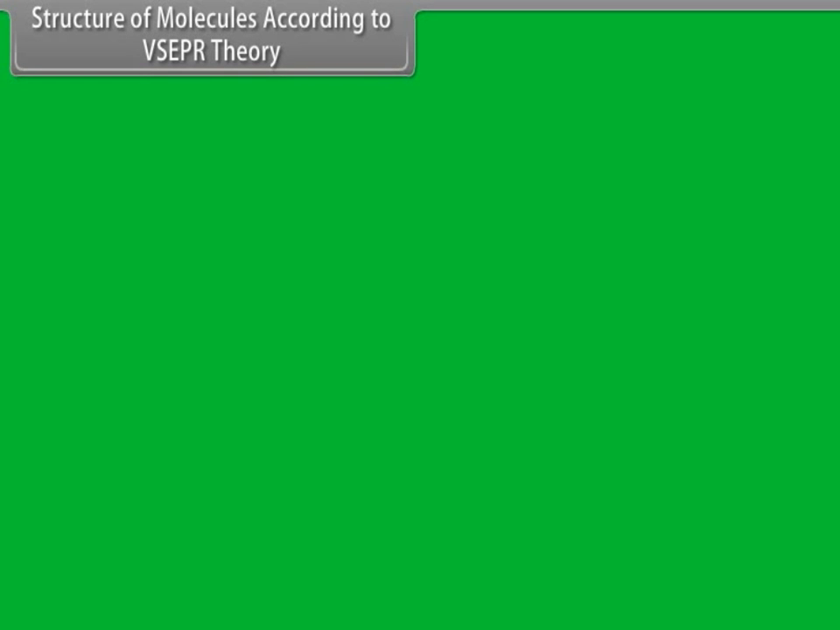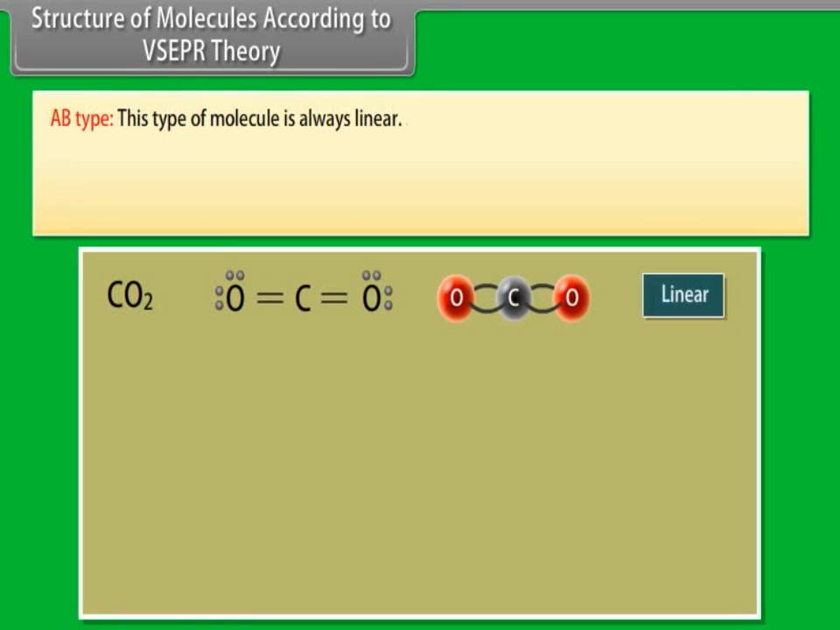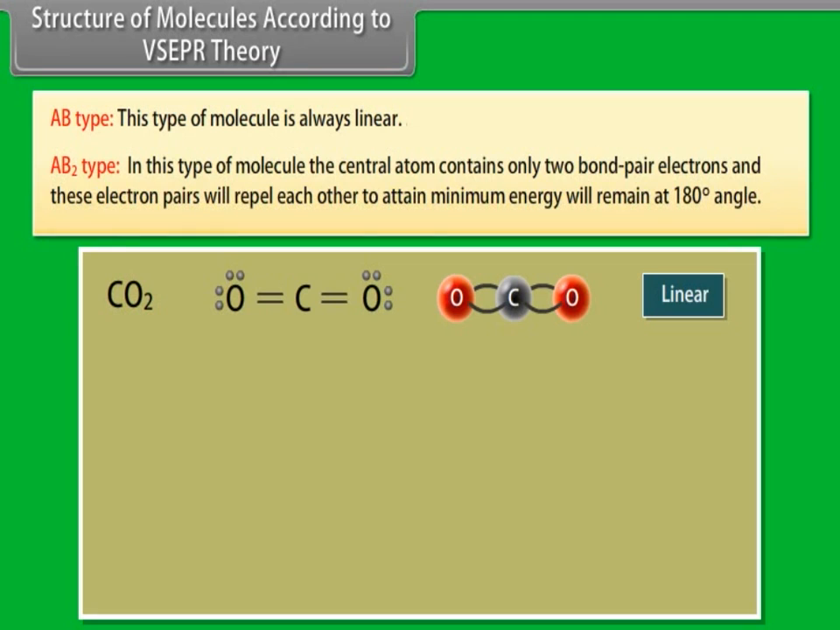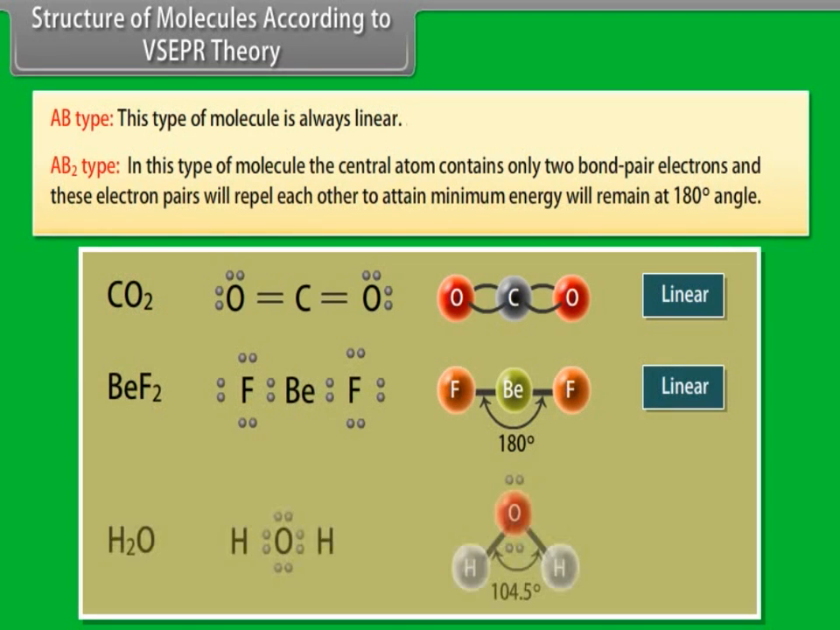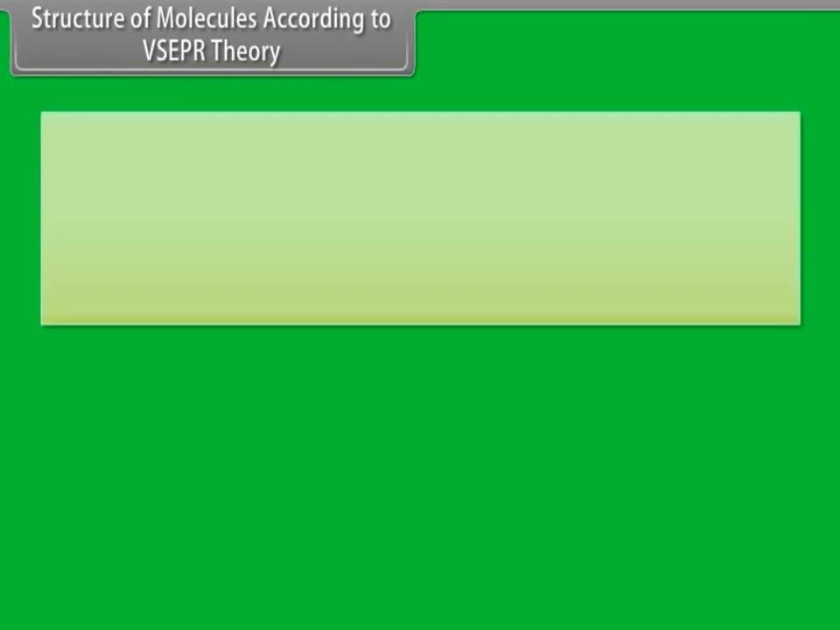Structure of molecules according to VSEPR theory. Shape of some simple molecules are AB type. This type of molecule is always linear. AB2 type. In this type of molecule, the central atom contains only two bond pair electrons, and these electron pairs will repel each other to attain minimum energy, will remain at 180-degree angle.